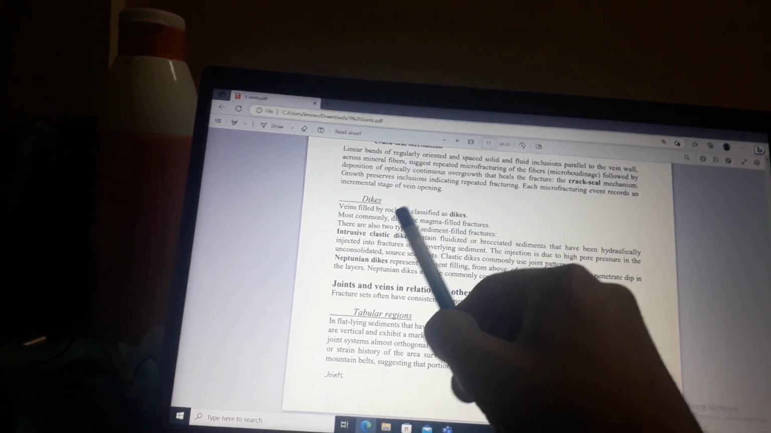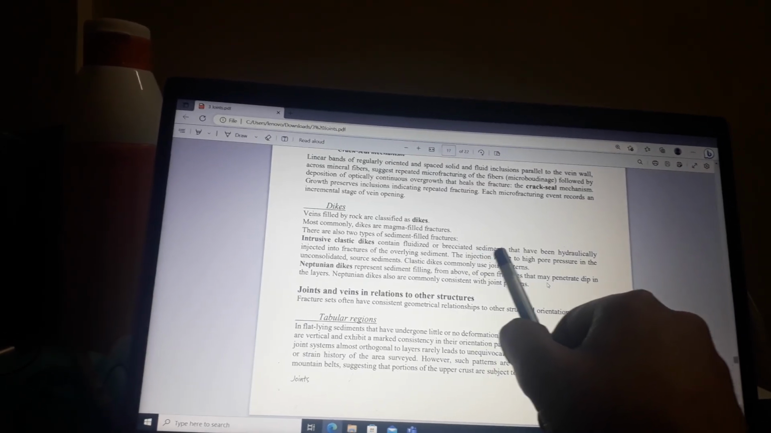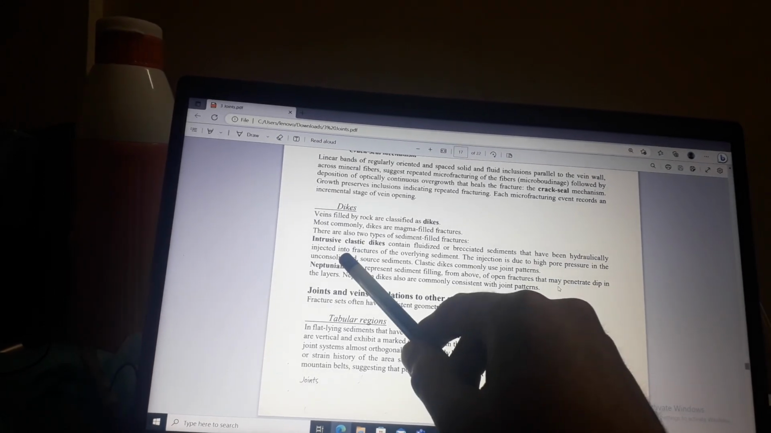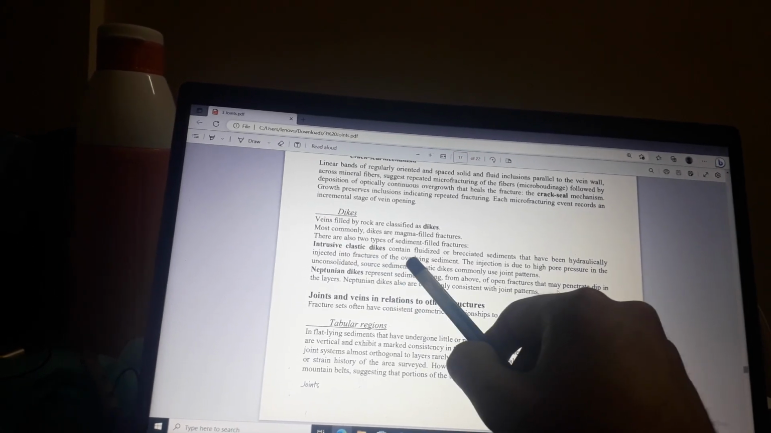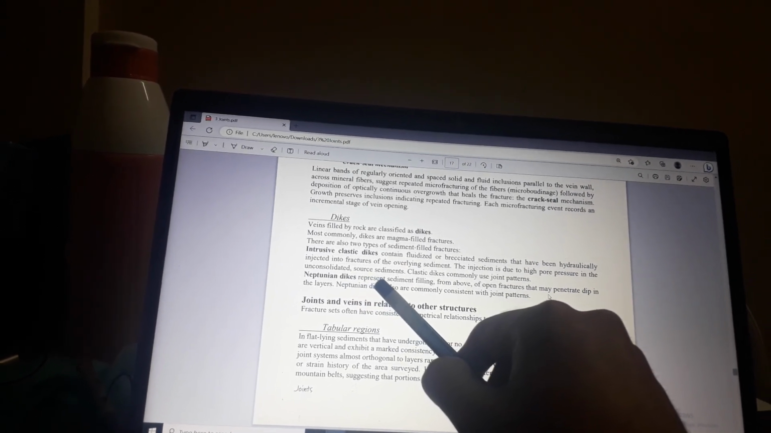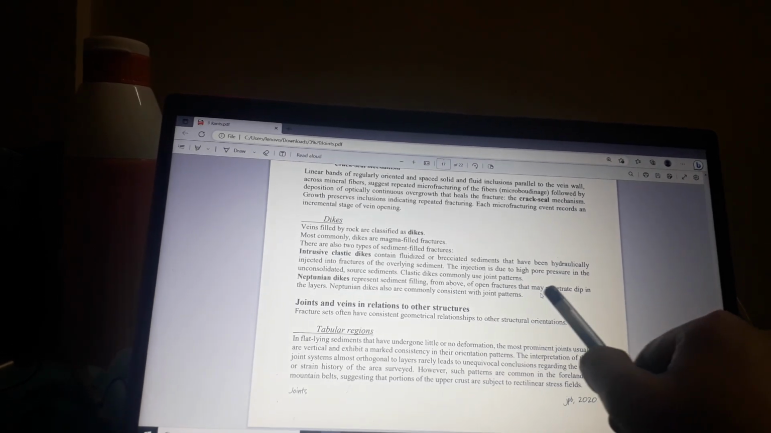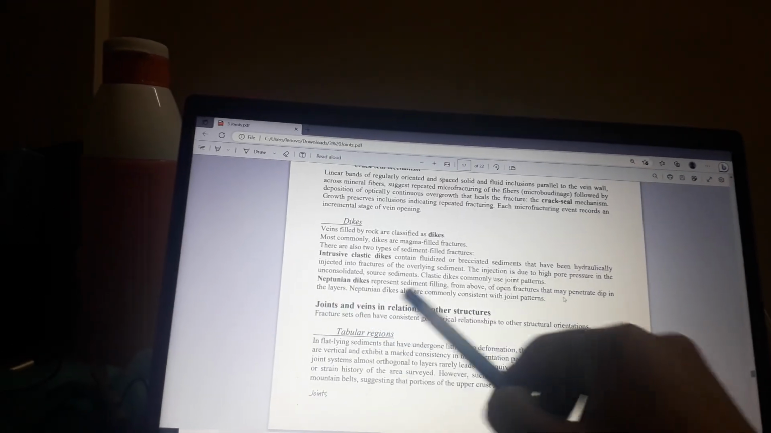Dikes. Veins filled by rocks are classified as dikes. Intrusive clastic dikes contain fluidized or brecciated sediment that has been hydraulically injected into fractures of the overlying sediment. Neptunian dikes represent sediment filling from above of open fractures that may penetrate deep into the layers.